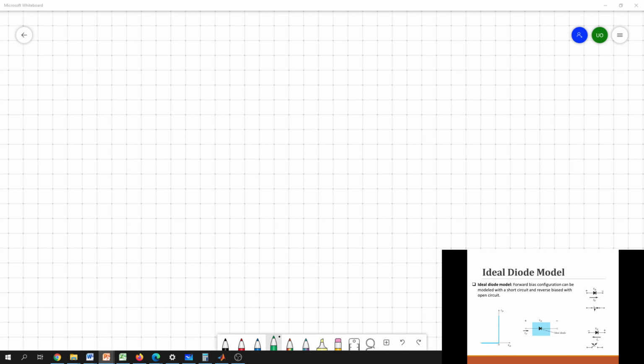Okay, let's move to the diode models. So this basically covers the diode models part. Diode models. So during this previous discussion, we basically discussed the characteristic curves of the diode.